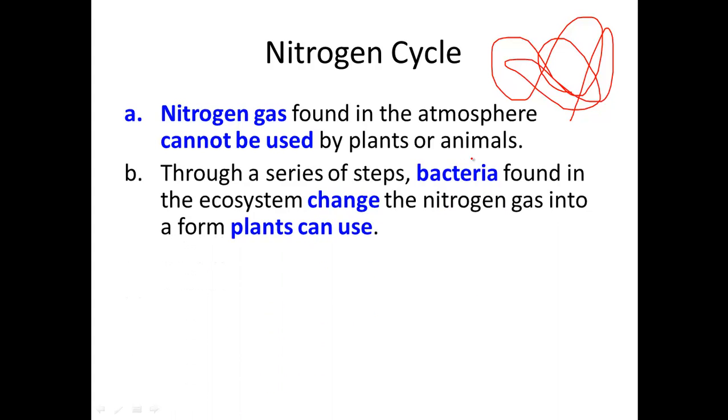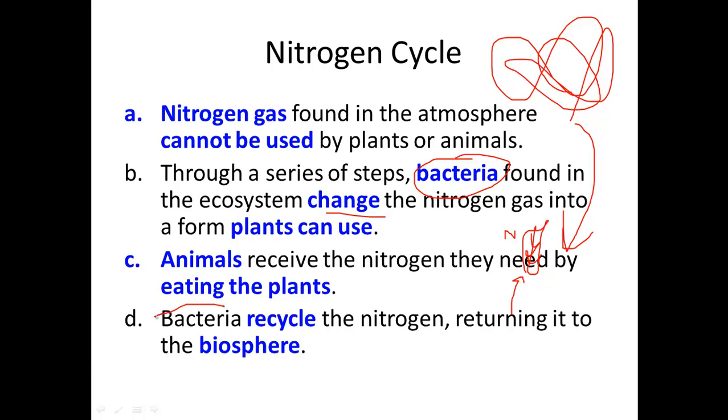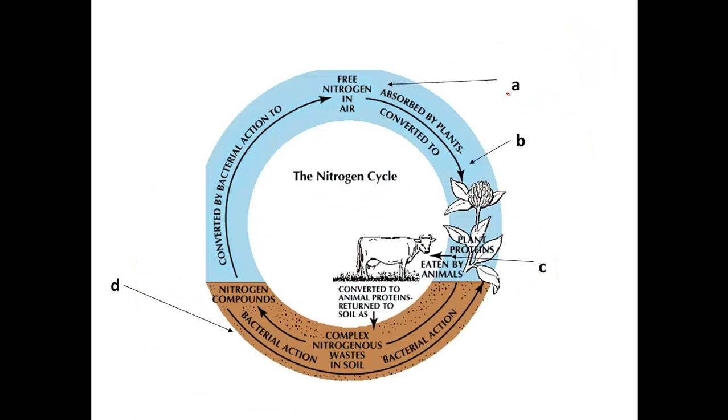So what has to happen is bacteria, that key word again, is going to change that gas in the atmosphere into a form that our plants can use. Okay, remember, it's very important for us. Now, once those plants have the nitrogen, we get that nitrogen by eating the plants. Okay, so that's how we're going to get it. And then again, bacteria are going to recycle the nitrogen and put it back into the atmosphere where it already started. Again, it's a cycle. And that is the end.